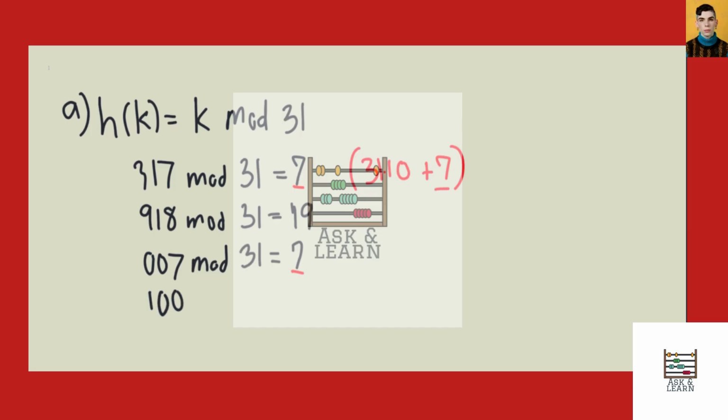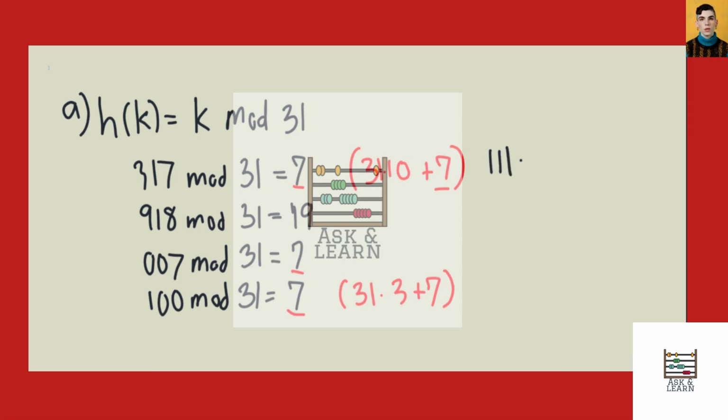Now, if we have a license plate of 100, we take that one mod 31, and that is going to be equal to 7 as well. Right, and again, this is done. This would be 31 times 3 would give us 93, and then adding the 7 would get us to 100. Okay, and then a couple more.